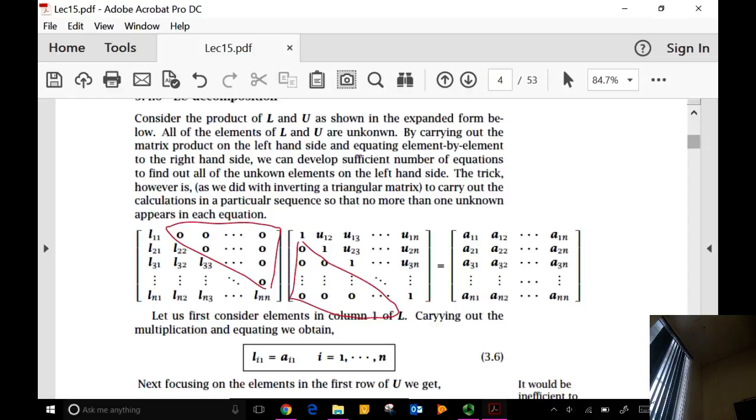N squared unknowns coming from the lower side and the upper side. And once you carry out this product, it's equal to the right hand side. So there will be n squared equations.